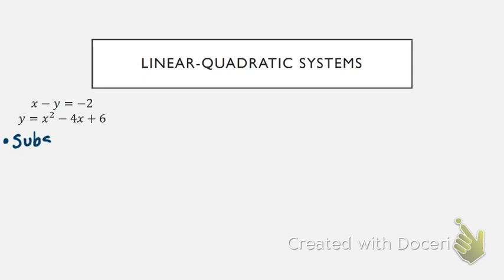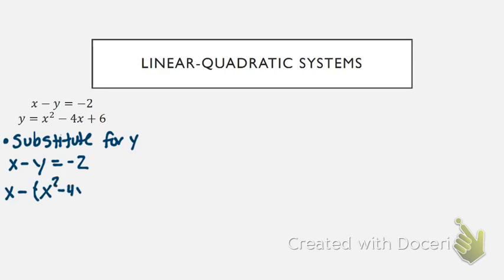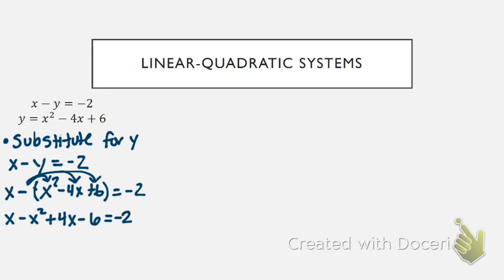So we're going to substitute for y. So in the first equation, I'm going to copy down the first equation, but instead of y, I wrote what y is equal to. And since it's a minus, we need to distribute this negative to all three things. Combine like terms.